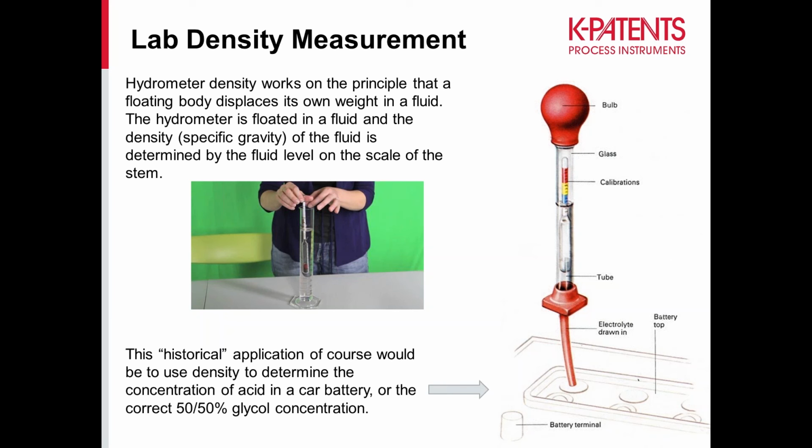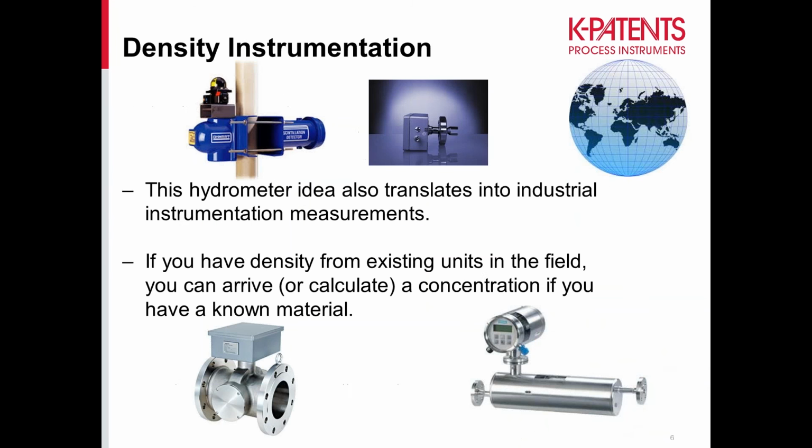this portable hydrometer. Well, density instrumentation is very similar. The hydrometer idea translates into these instruments, and so if you have the density of a material, you can arrive, much like with this hydrometer, at the concentration of that liquid by taking the specific gravity or density of that known material.